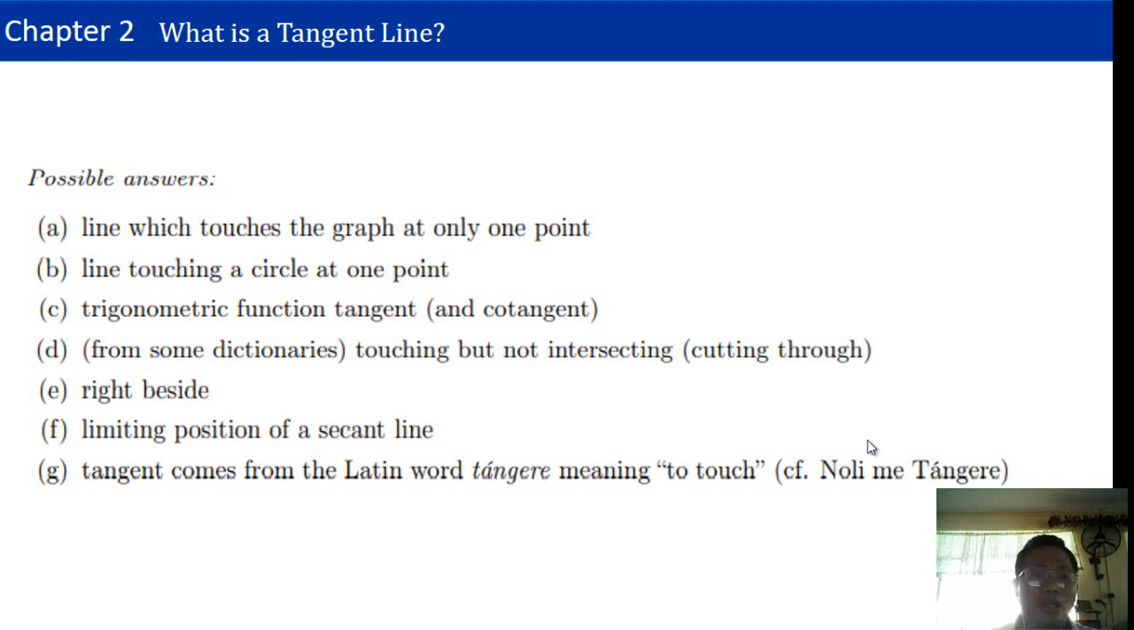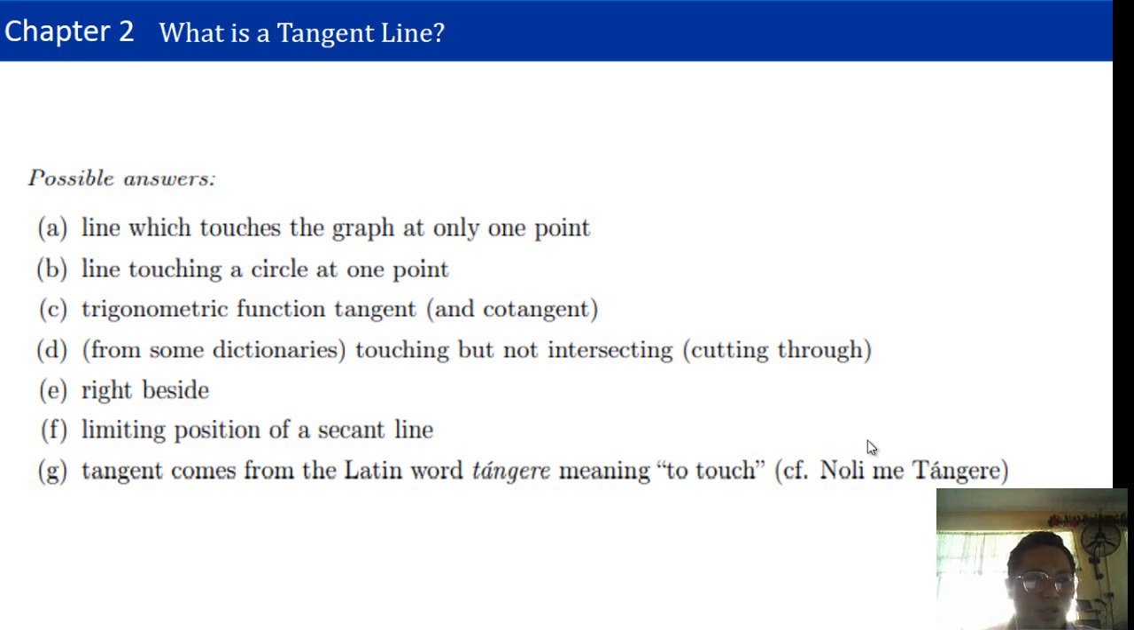So, because pag ito yung graph, tapos makita na ito na yung missile, so mahit na niya. Okay. It is a line touching a circle at one point. Trigonometric function or tangent and cotangent. We have tangent line, of course, we have a tangent, we have cotangent, that is also part in the unit circle. Then, from some dictionaries, that means touching but not intersecting. It is right beside. It is there. So, it is a tangent.